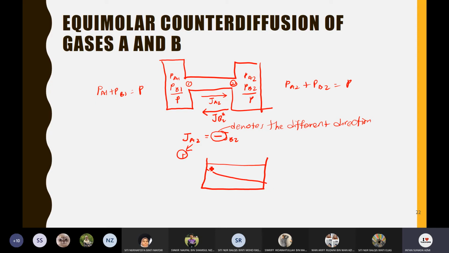Okay, you will have PA1 here, PA2 here, then PB1 here, PB2. Okay, so PA1 should be greater than PB1. So molecule A will be transferred from this point to this one. For this one, PB2 must be equal to PB1.